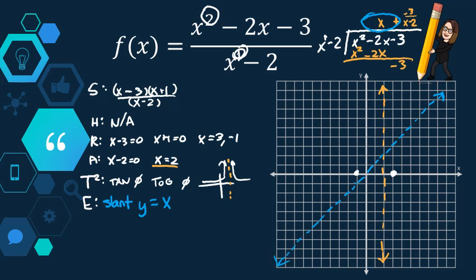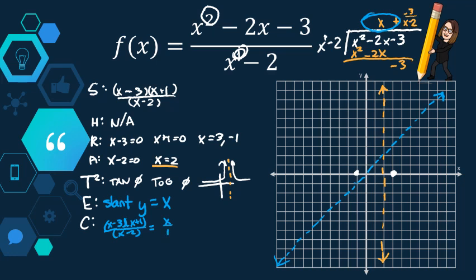All right, let's take a look and see if we cross that slant asymptote, meaning where does that function cross that slant asymptote? So we're going to take our simplified function and we're going to set it equal to the slant asymptote. We haven't done that yet, okay? So I'm going to take x minus 3, x plus 1 over x minus 2, and I'm going to set it equal to my slant asymptote, which is x over 1, okay?